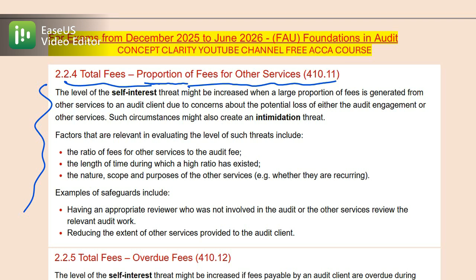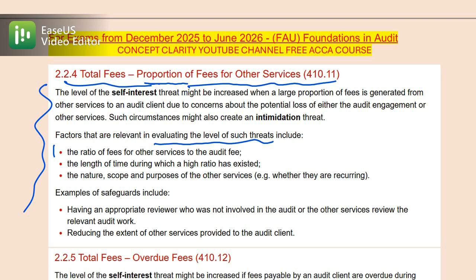Clear? So what are the factors that should be considered? You have to consider the factors that are relevant in evaluating the level of such a threat, including, first, the ratio of fees for other services to the audit fee, which means that you have to compare the non-audit fees to the audit fee. If the non-audit fees are much higher, then the threat increases.